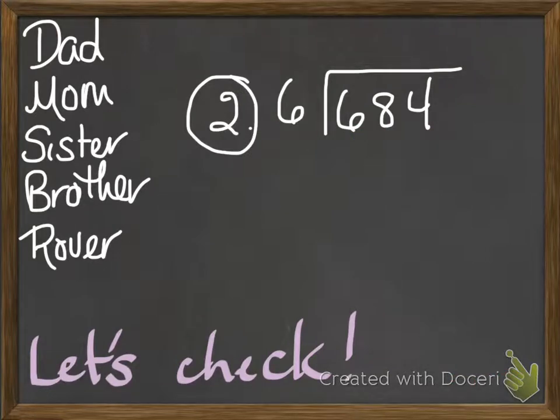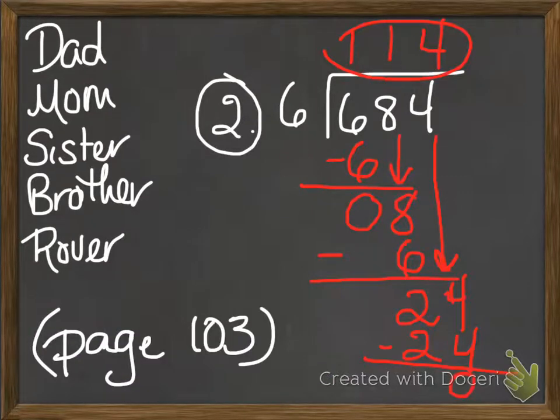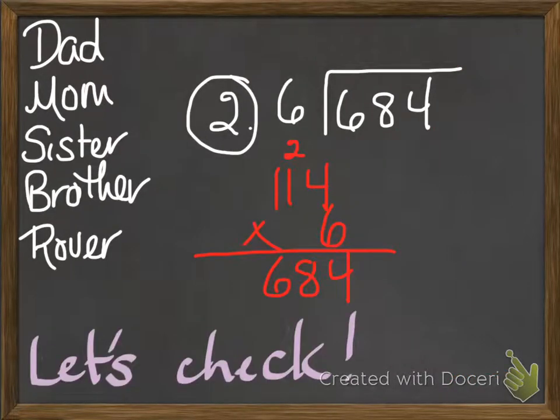Okay, 114 times 6. 6 times 4 is 24. Carry the 2. 6 times 1 is 6, plus 2 is 8. And then 6 times 1 is 6. 684. Is that the number we started with? 684. Yes, it is. All right.